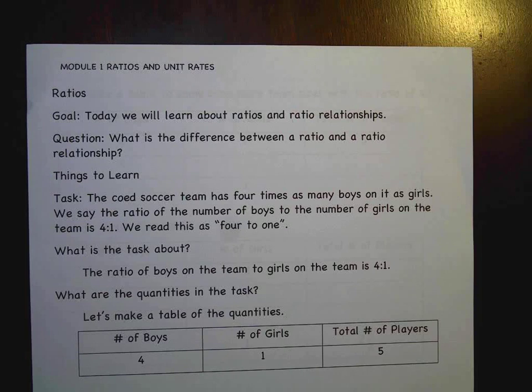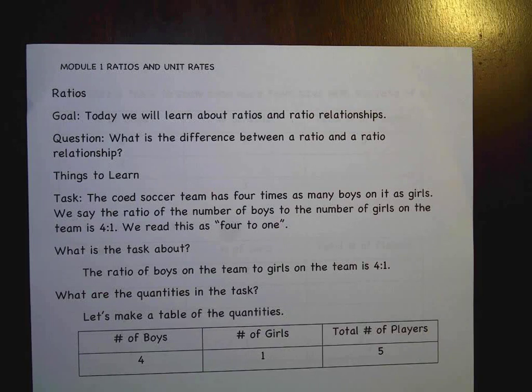So things to learn. First off, we're going to start our learning tonight by looking at a task. And the task is, a co-ed soccer team has 4 times as many boys on it as girls. We say the ratio of the number of boys to the number of girls on the team is 4-to-1. We read this ratio as 4-to-1.